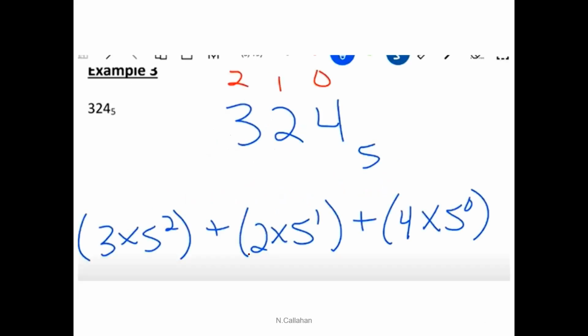All right, now that we've done this a few times, pause the video for example 3 and do this one on your own. Here's your answer. You should see that 5 squared is 25. 3 times 25 is going to be 75. 2 times 5 is a 10. This part is going to give you a 1. 4 times 1 is a 4. So then 85, 89 is your answer.